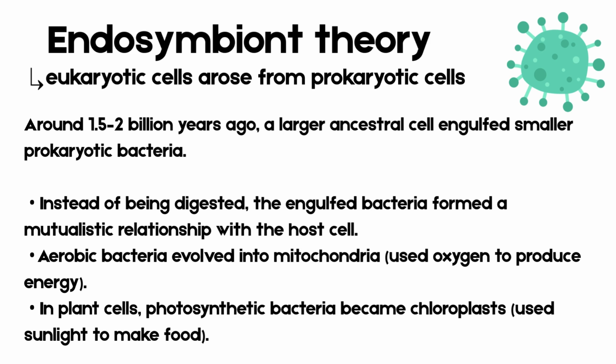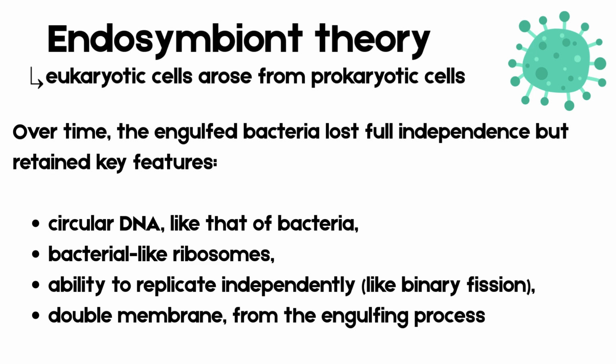The engulfed aerobic bacteria that used oxygen to make energy eventually became mitochondria, and in plant cells, photosynthetic bacteria that use sunlight to make food became chloroplasts. Over time, these engulfed bacteria lost some of their independence, but they kept key features, like their own circular DNA, similar to bacteria, ribosomes that resemble bacterial ones, the ability to replicate independently through a process similar to binary fission, and a double membrane, thought to come from the engulfing process.